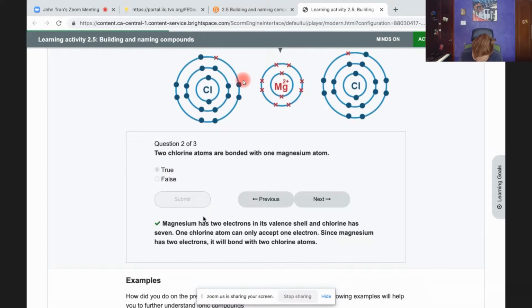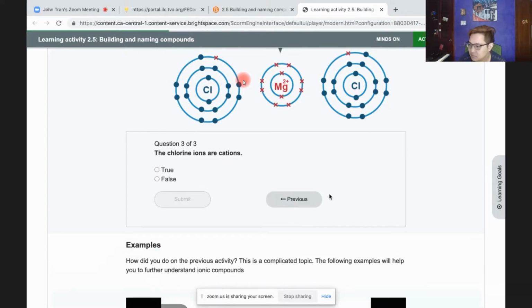Magnesium has 2 electrons in its valence shell. Chlorine has 7. One chlorine atom can only accept 1 electron. Since magnesium has 2 electrons, it will bond with 2 chlorine atoms. So, is the chlorine ion a cation? No, it is an anion.